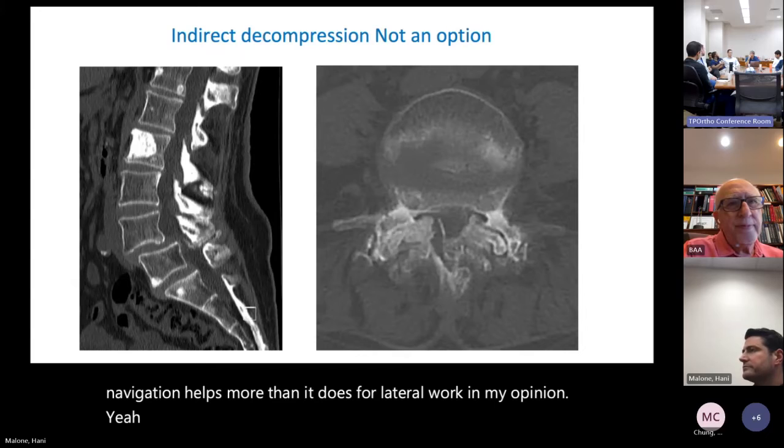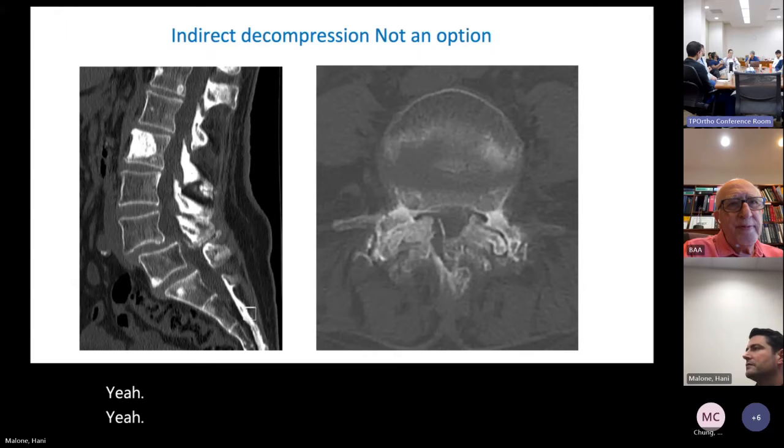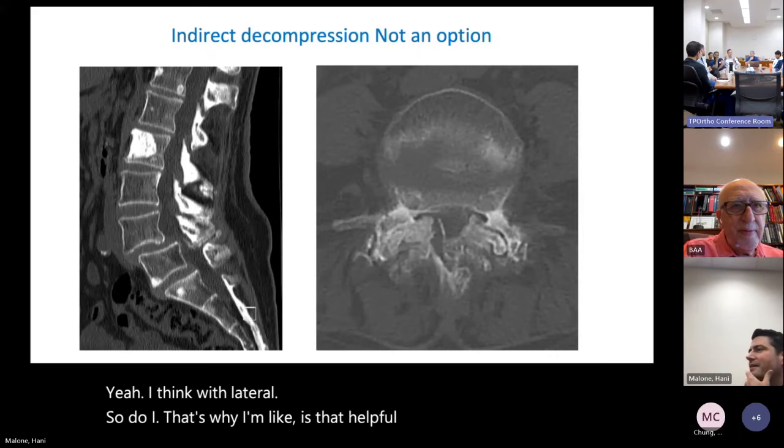I think you have just better visualization. Or the orthogonality kind of lends itself to understanding where you are with fluoro. I think with a lateral, I'd probably still get a fluoro anyway. So do I. That's why I'm like, it's kind of nice to be able to look at it, but is it really changing my steps or limited? It's not, yeah, I agree.